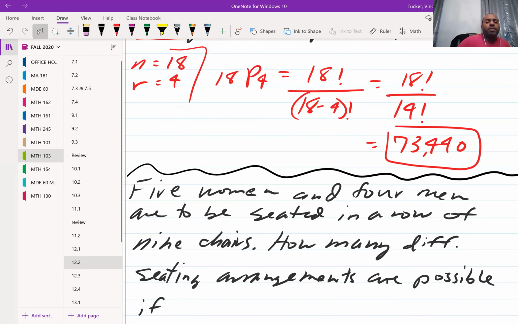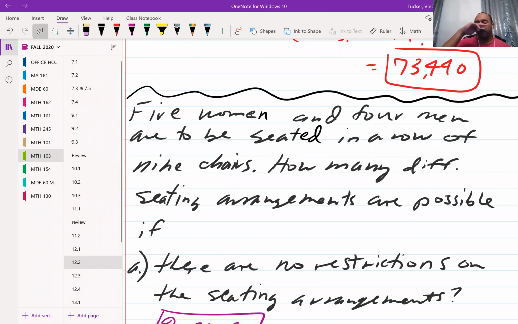5 women and 4 men are to be seated in a row of 9 chairs. How many different seating arrangements are possible? All right. So the first one: how many different seating arrangements are possible if there are no restrictions on the seating arrangements?